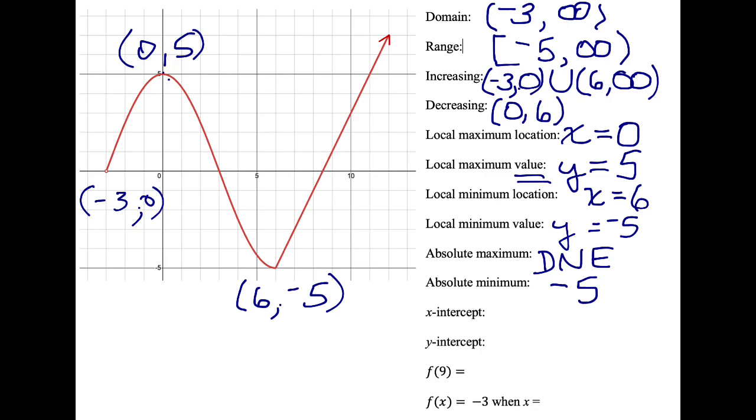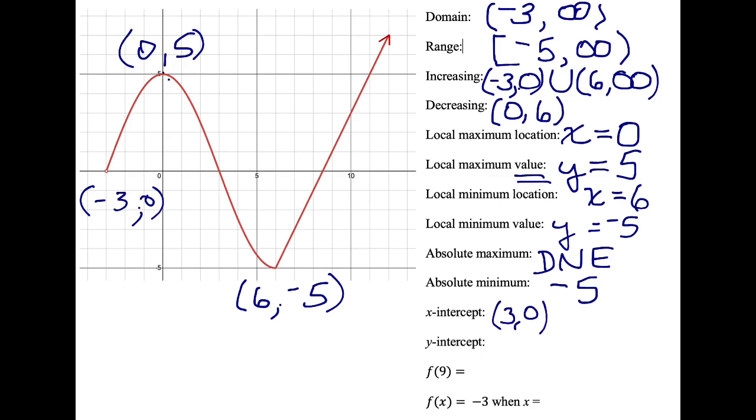An x-intercept is a point where the graph crosses the x-axis. There's one right there. Intercepts are points. They have 2 coordinates. So the coordinates of that point where the graph crosses the x-axis: x is 3, y is 0.